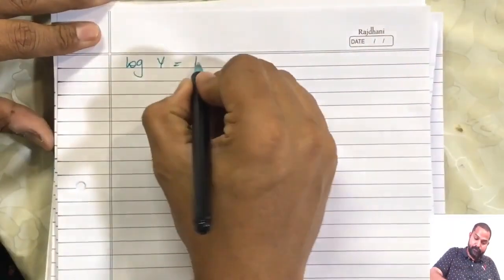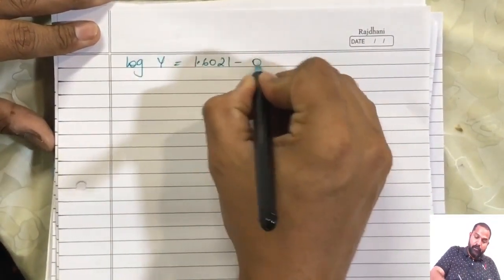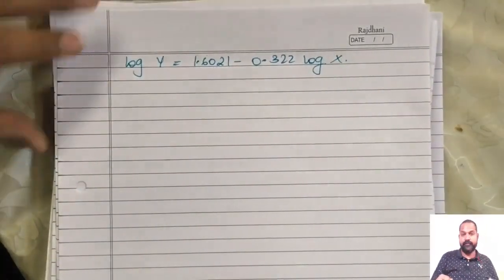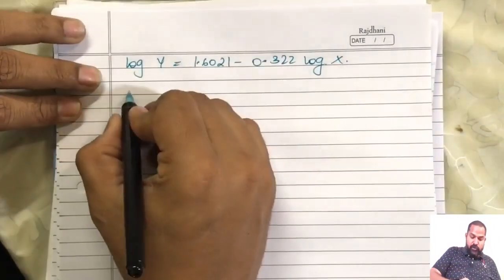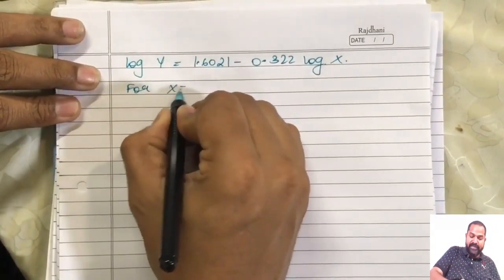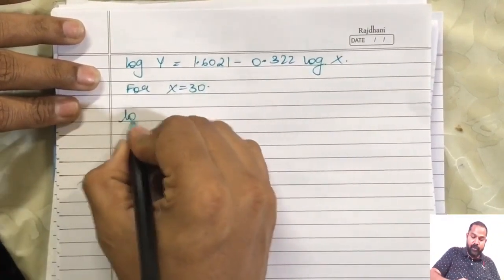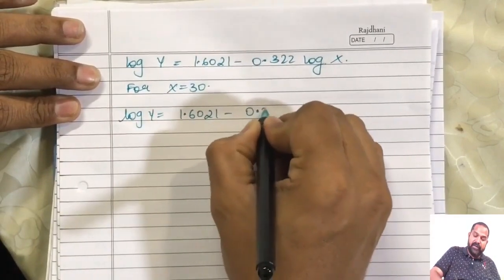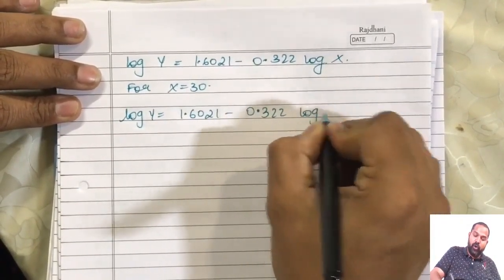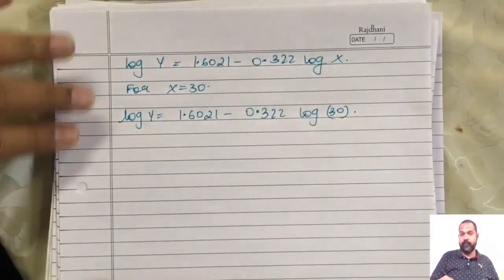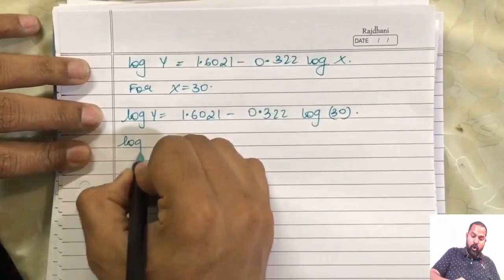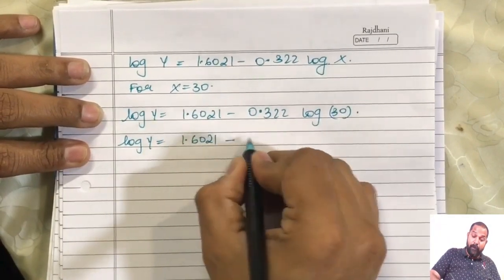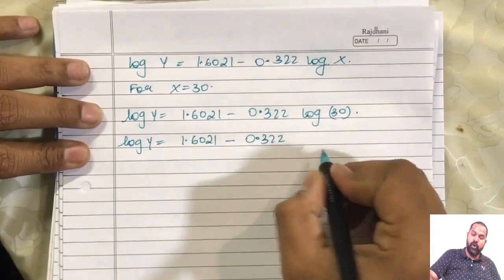Log y is 1.6021 minus 0.322 log of x. So I am going to say for x equals 30, log y is 1.6021 minus 0.322 log of 30.